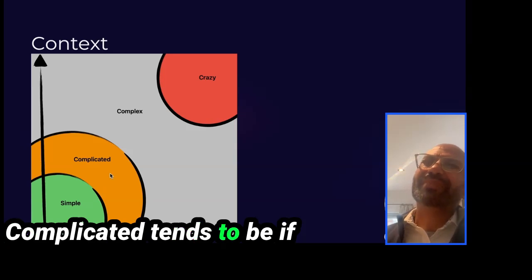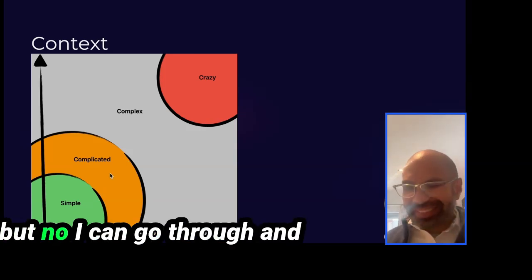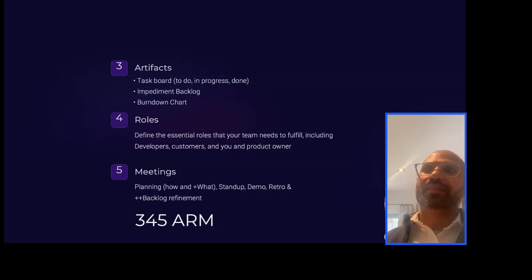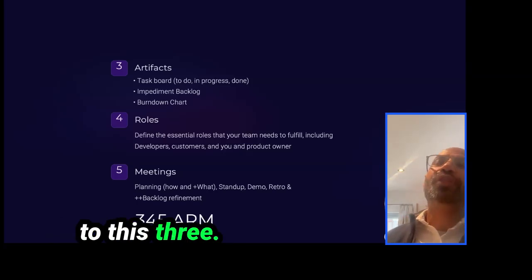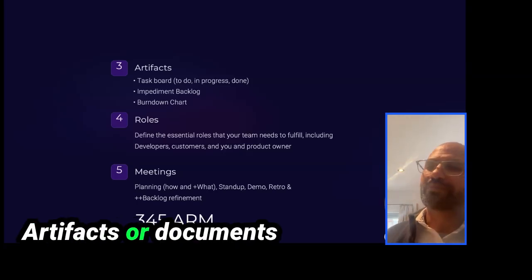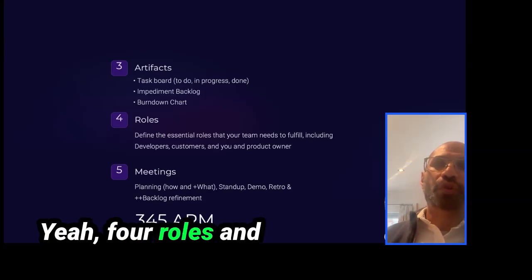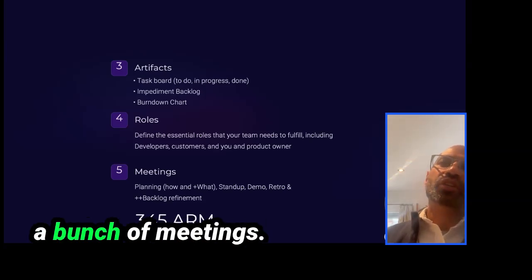Complicated tends to be if there's a political problem, but I can go through and do some of those for you as well. Okay. Scrum boils down to this. 3 artifacts or documents or health checks that you need to have. 4 roles and a bunch of meetings.